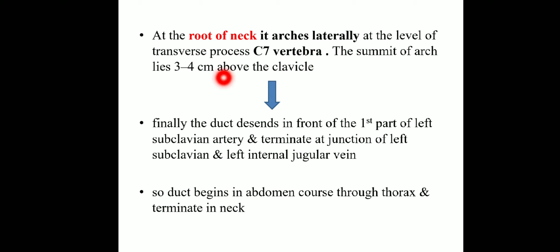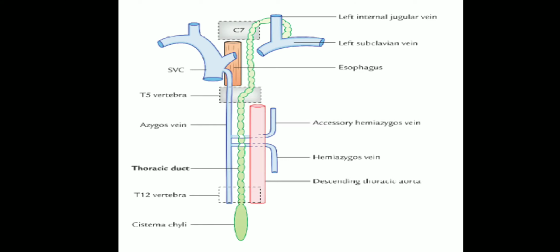The summit of the arch lies 3 to 4 cm above the clavicle. Then the duct terminates at the left venous angle. After forming the arch, it runs down and forward and terminates at the left venous angle, that is formed by the left internal jugular and the left subclavian vein. So this is the course of the thoracic duct.